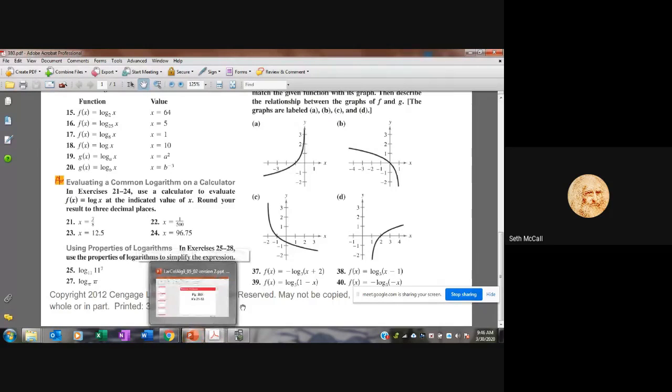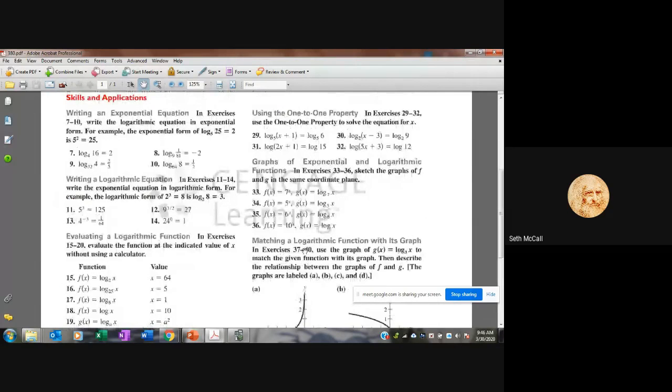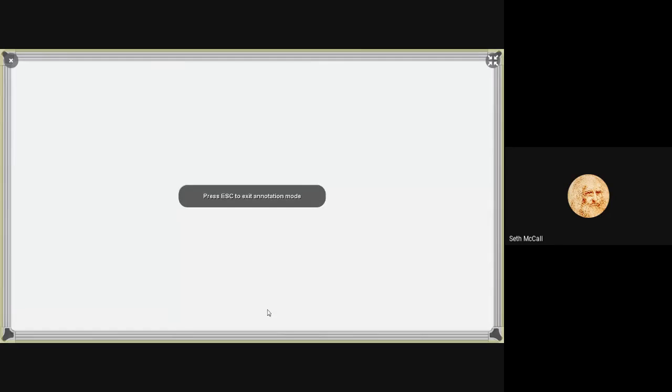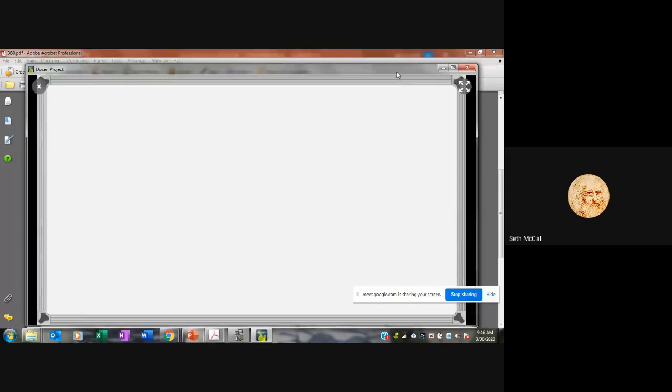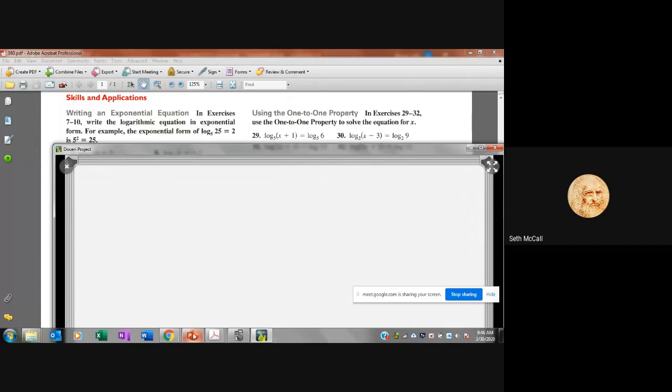Now we need to look at 29 to 32. For this, I'm going to switch over to a whiteboard because I want to be able to write on here and solve these. So number 29 gives us log base 5 of x plus 1 equals log base 5 of 6.